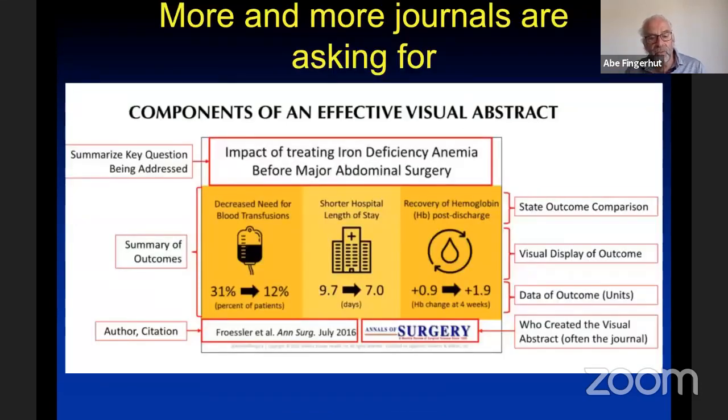Here's an example of a visual abstract that actually resembles something like a poster. We see the summary of the key question, usually something to do with the title, a summary of the outcomes, in other words, the decreased need for blood transfusion, so with numbers, precision, shorter hospital stay, we know it goes from 9.7 to 7. Recovery of hemoglobin post-discharge from plus 0.9 to plus 1.9, the change over 4 weeks. We know who the author is, who created the abstract. This is the visual abstract.